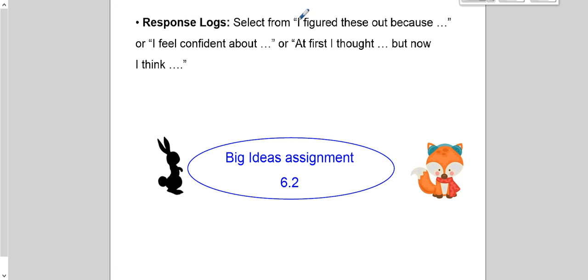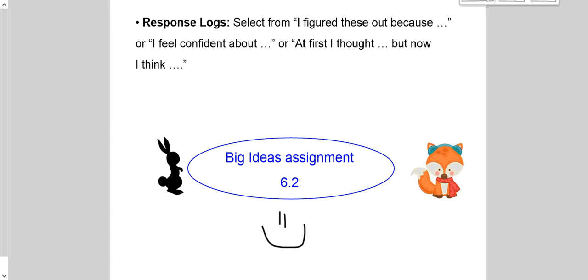Response log. Select from one of these sentence starters: I figured these out because, or I feel confident about, or at first I thought, but now I think. So write down some thoughts about this lesson. Fraction exponents, that was kind of weird and new. Okay, write that down in your notes, and then we'll go to Big Ideas assignment 6.2.